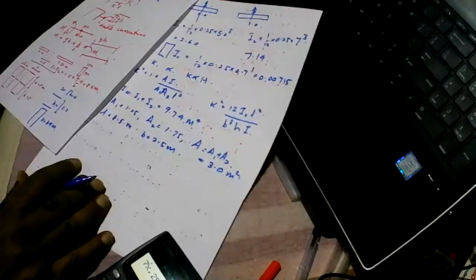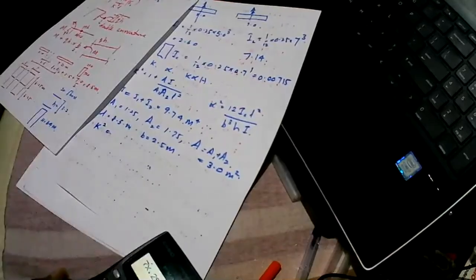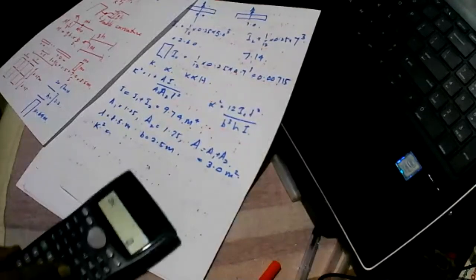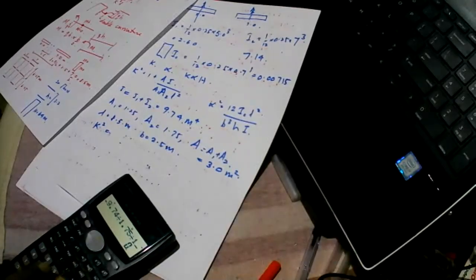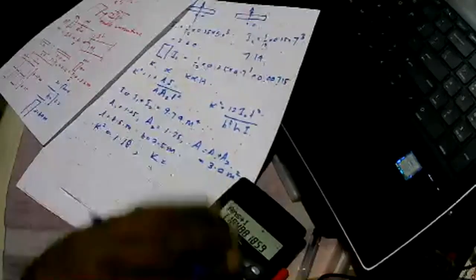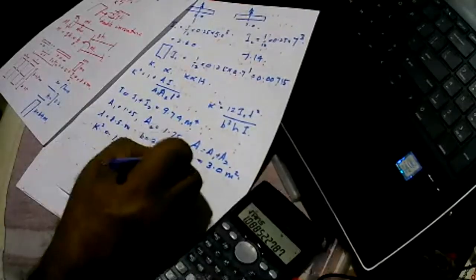So you can find K squared. K squared is A I, 3 into 9.74, divided by 1.75, divided by 1.25, divided by 8.5 squared, plus 1. That gives 1.18, and you can find K as well, 1.08.